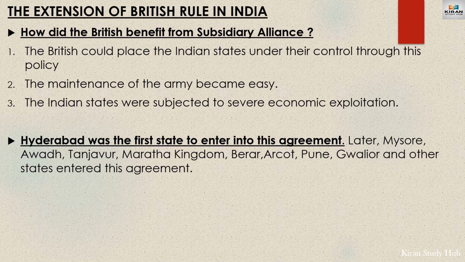How did the British benefit from the subsidiary alliance? That's a question. The British could place the Indian states under their control. That's the first one. Second is, the maintenance of the army became easy. The third is, the Indian states were subjected to severe economic exploitation. That is how the British benefited.